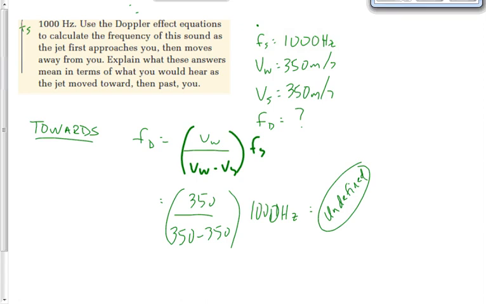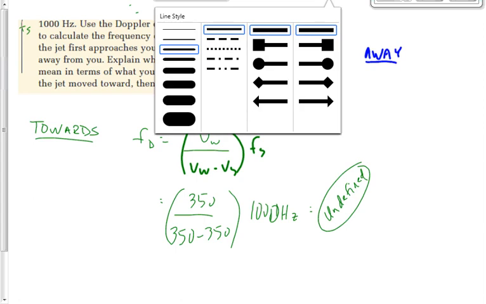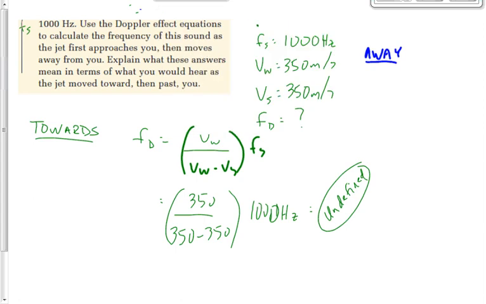Okay. Let's take a look at the other scenario here now, when they're going away from each other. When they're going away from each other, the equation is going to become slightly different. We're going to say FD is equal to VW over VW. Can't write a V there for some reason. VW plus VS times Fs.